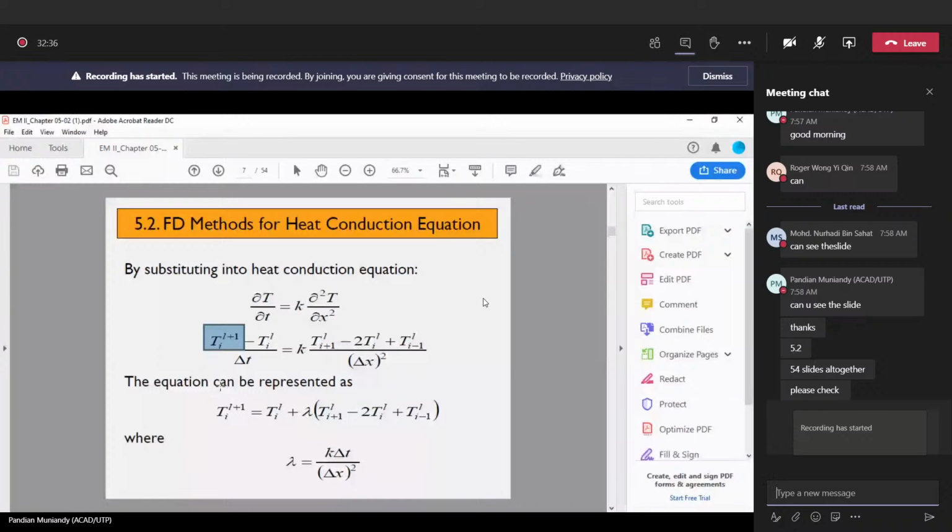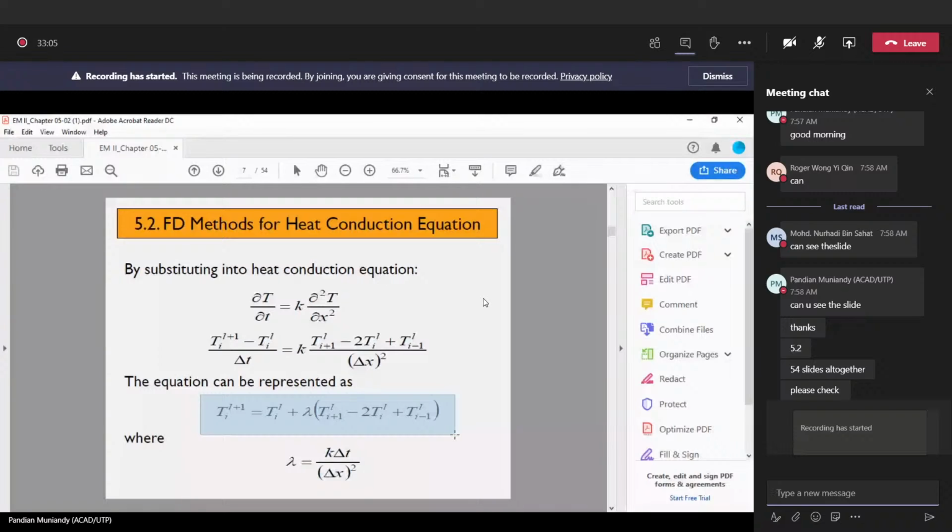So if you rewrite this equation, T superscript L plus 1 subscript I equals this one minus T superscript L subscript I, and then K multiplied by del T over del X is called lambda. This is as per convenience. Nothing much more than that. Just as per convenience, we want to write it in a nice form. This equation we must have.